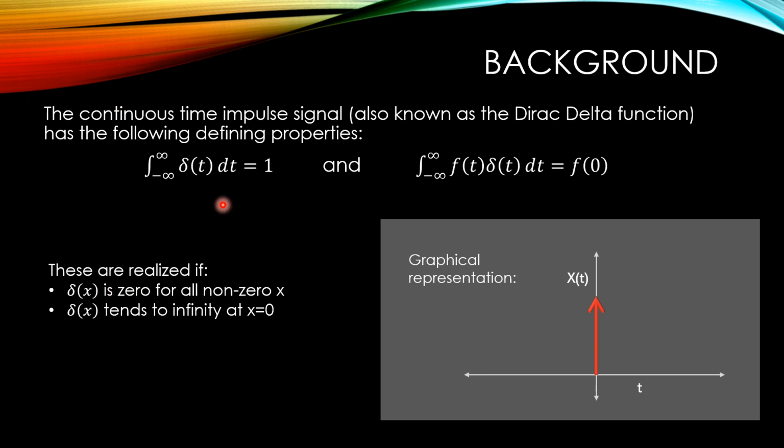It has two defining properties. The first one is that its integral is equal to 1, and the second one is that the integral of its product with a function is equal to the function at t equals 0. And these two properties can be realized if the Dirac delta function delta of x is 0 for all non-zero x, and it tends to infinity, that is, it diverges at x equal to 0, and it is graphically represented by an arrow at t equals 0.